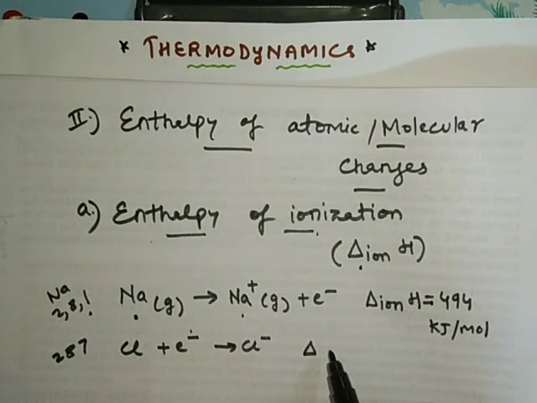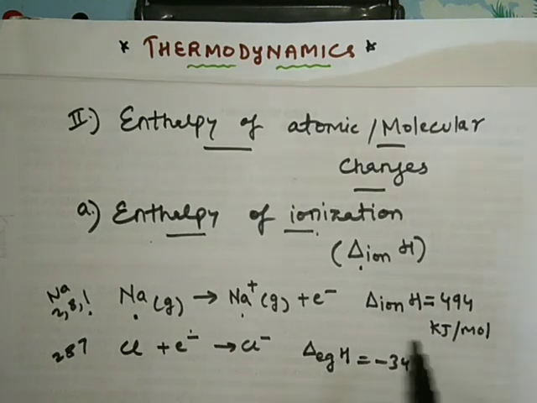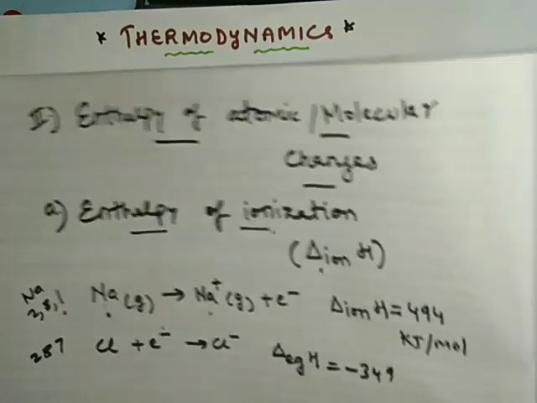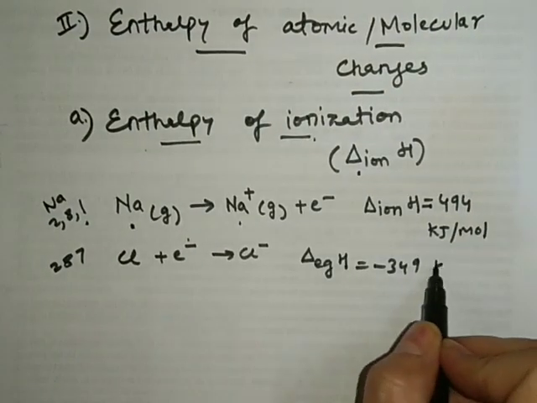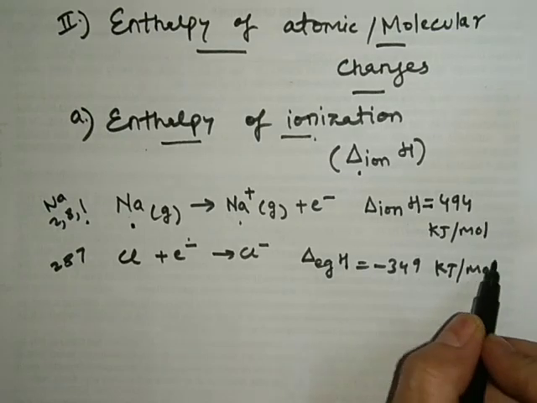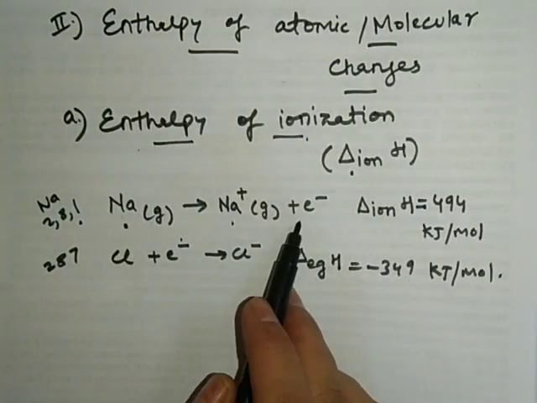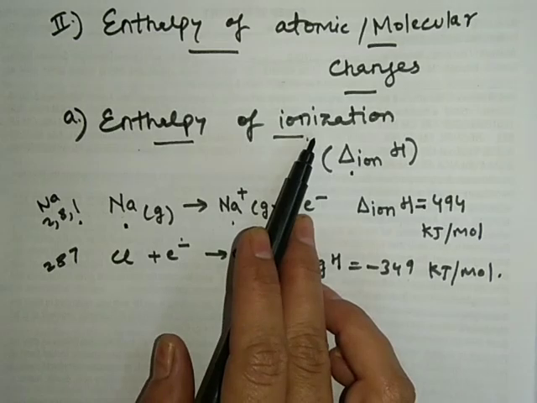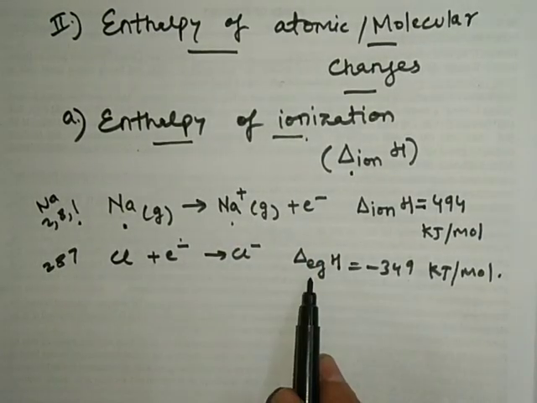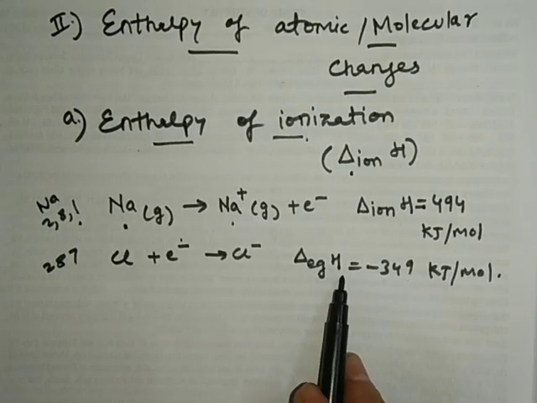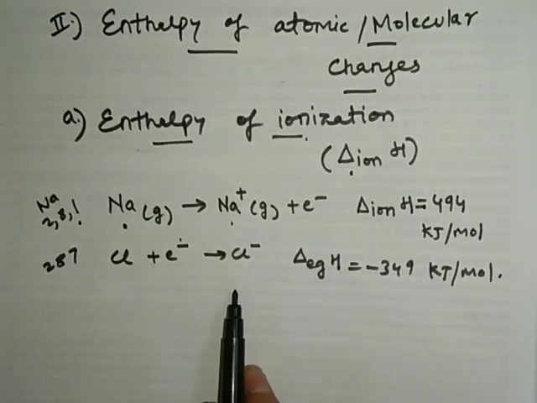Okay, and the enthalpy change in this reaction, you will give it by what? Delta eg H. It is minus 349 kilojoules per mole. So students, remember, if electron is lost, then it is called enthalpy of ionization. If electron is gained, then it is called electron gain enthalpy. And this too is a reverse process.